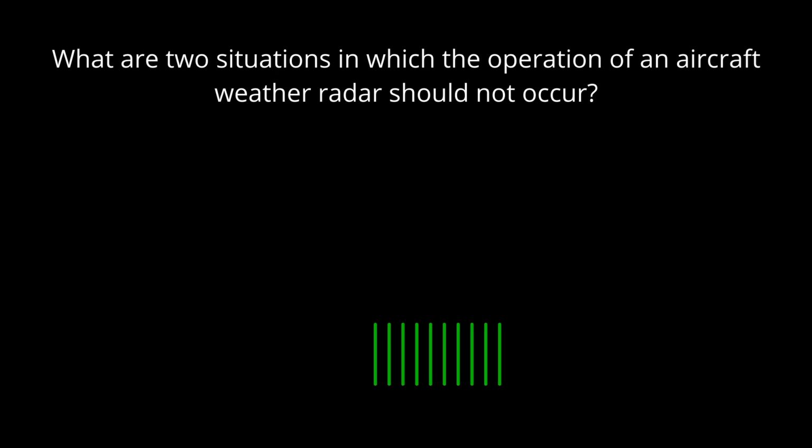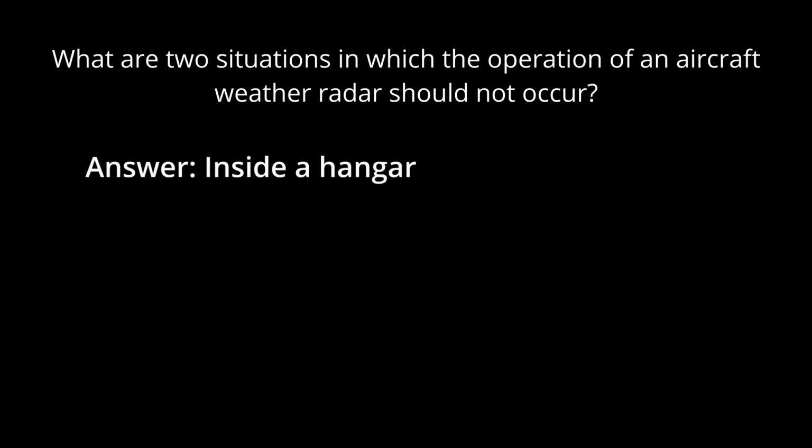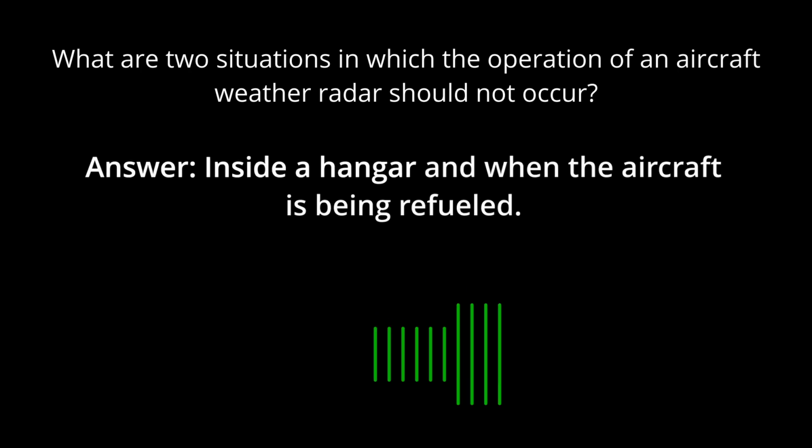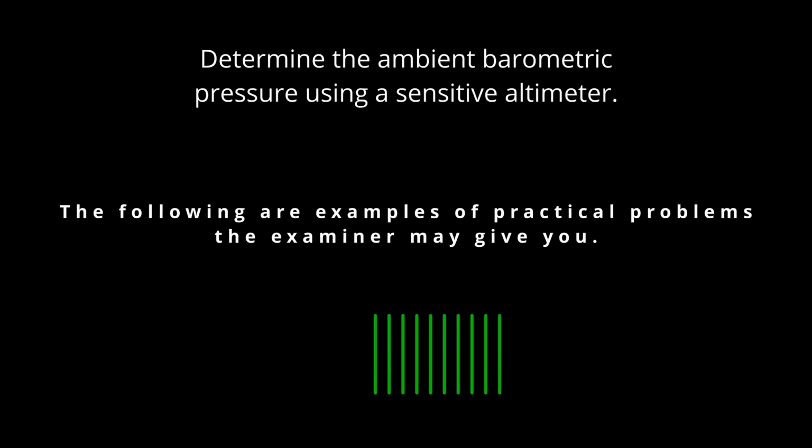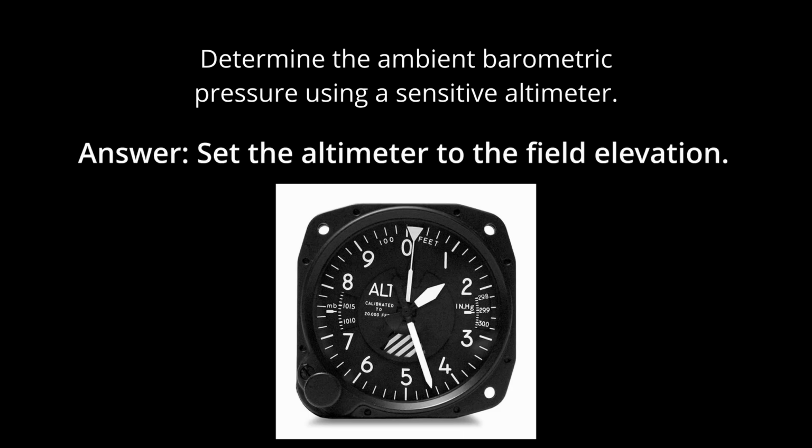What are two situations in which the operation of an aircraft weather radar should not occur? When would you not ever want to turn on the weather radar on an aircraft? Inside a hangar would be one of them. Another one would be when it's refueled. There's a certain amount of static that occurs there. Determine the ambient barometric pressure using a sensitive altimeter. How are you going to do that? You set that sensitive altimeter to the field elevation, and that's going to give you the current barometric pressure.